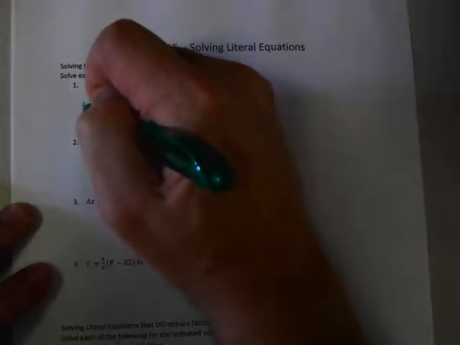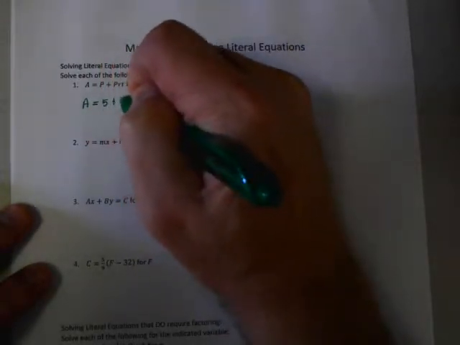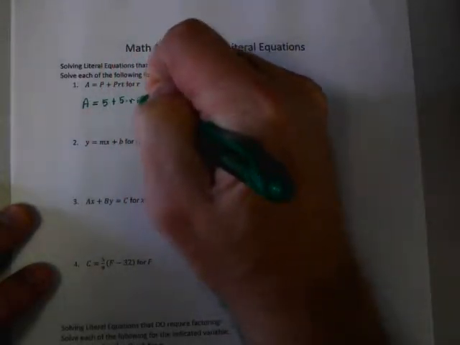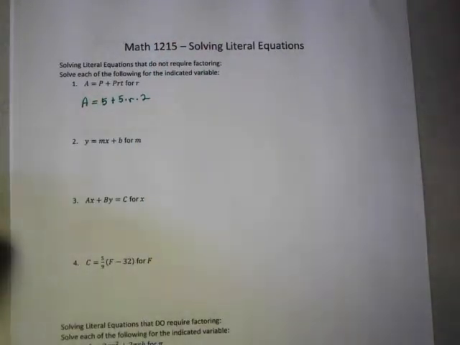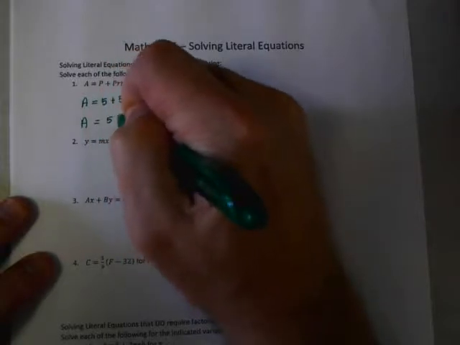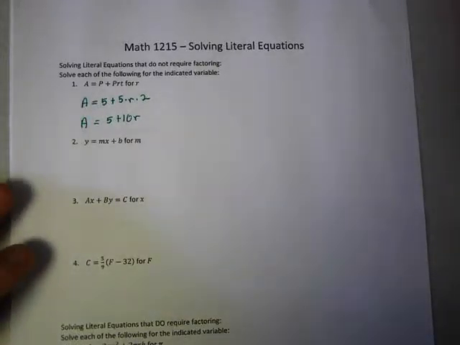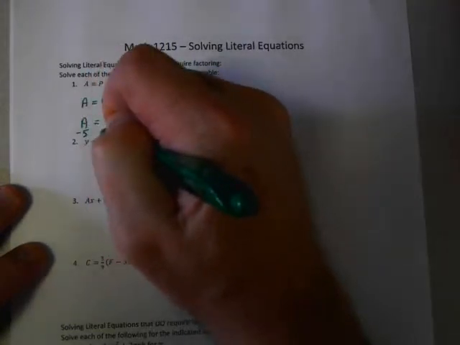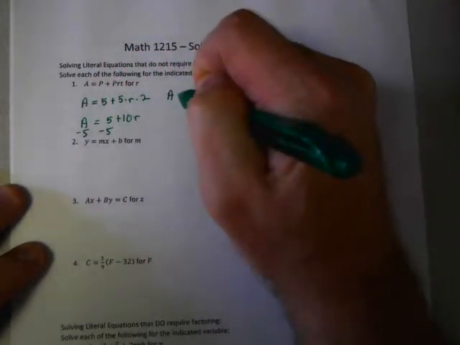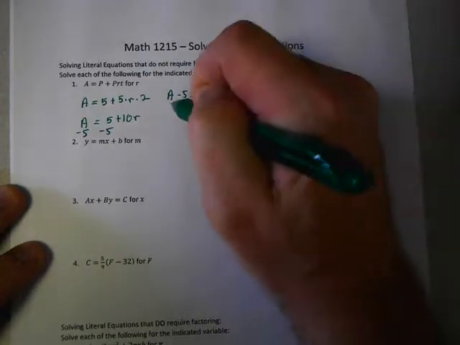What if, I'm going to change it a little bit, what if we had A equals 5 plus 5 times R times 2? And of course we would probably write that as A equals 5 plus 10R. When I give students an equation like this, they generally have absolutely no problem getting the R all by itself. They would say we subtract 5 on both sides. So we have A minus 5 equals 10R, and then to get the R all by itself we divide by 10.